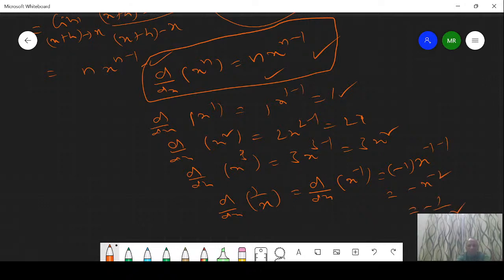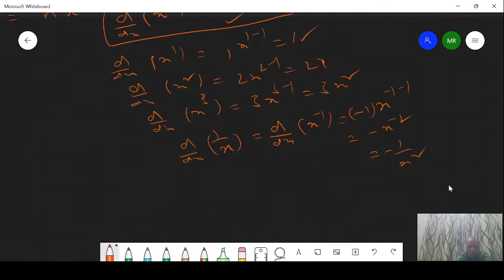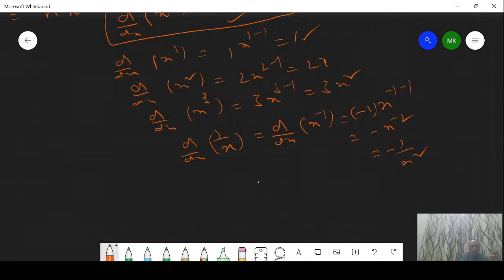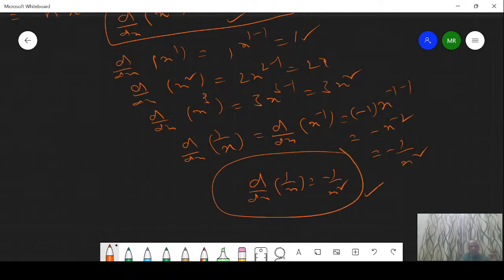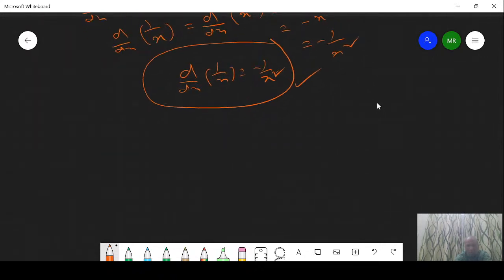Most important one. We are going to use this frequently. You can remember d by dx of 1 by x always minus 1 by x square. So remember this. That is important. Most frequently we are using directly this concept. Derivative of 1 by x is minus 1 by x square, I explained here. But in the exam they may ask find the derivative of 1 by x by using first principle.